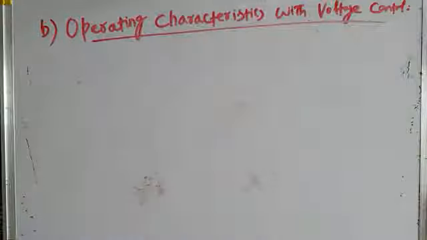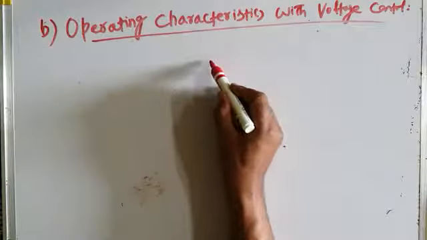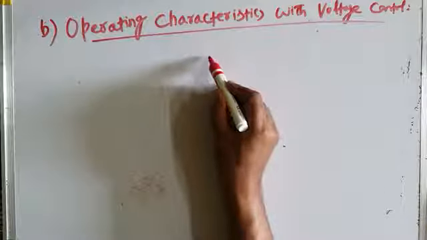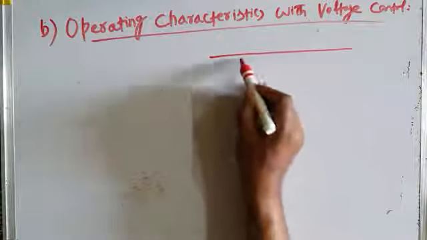TCR or SVC is never used without voltage control. It's always used with voltage control, because one of the main functions of SVC is to maintain a transmission line voltage or transmission bus voltage constant. Therefore, TCR, which is a part of SVC, has to operate in a closed loop, and it has to ensure voltage control at a particular transmission bus. So the schematic diagram for voltage control is something like this. For example, this is your TCR.